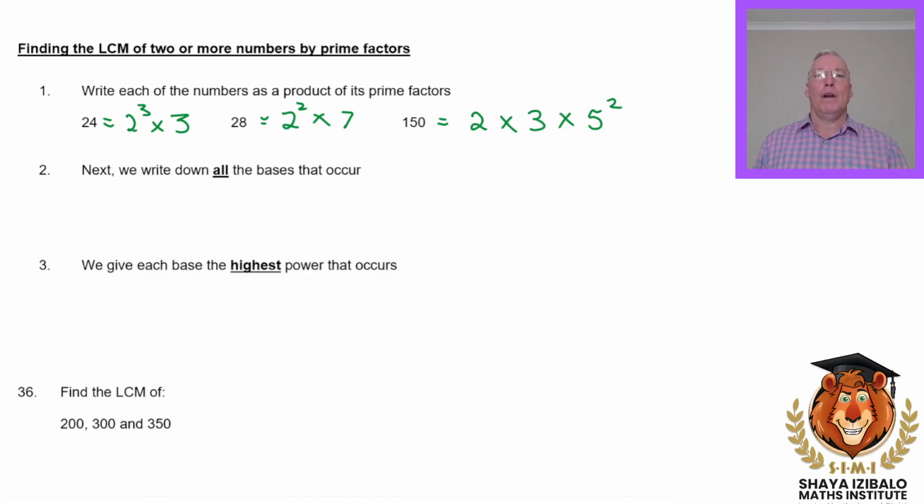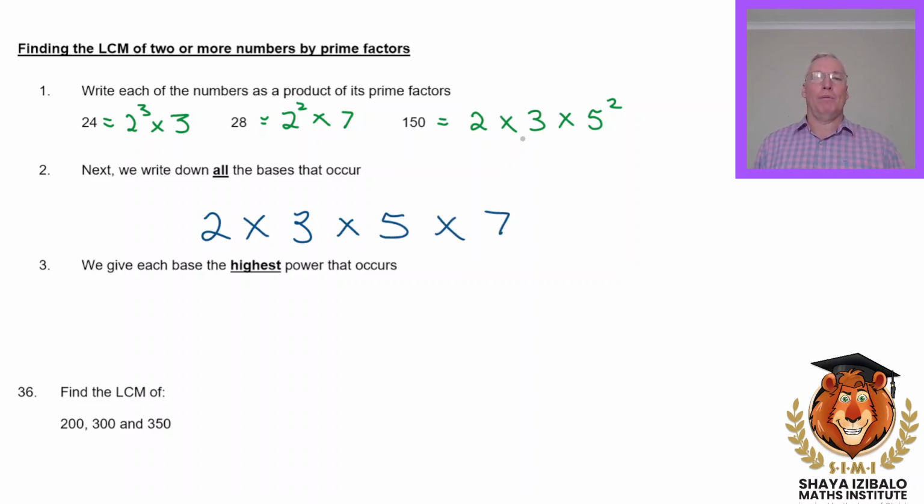In order to create a number that all of these are going to divide into, we need to have 2's and 3's and 5's and 7's. Because if we leave off the 7's, for example, then this number will not divide in. Okay, we won't have a multiple. Now, we want the lowest common multiple, the first number that they will all divide into.